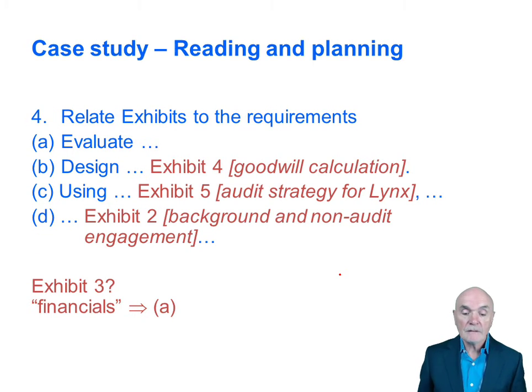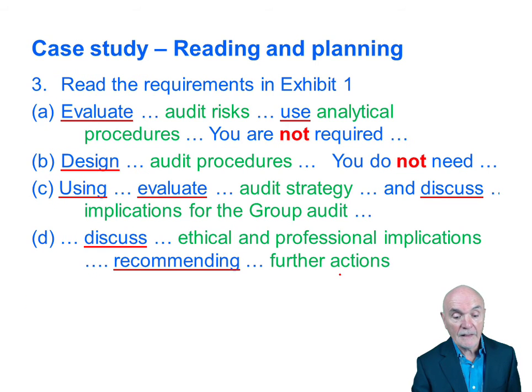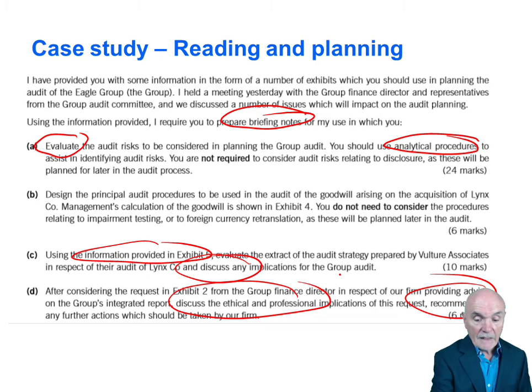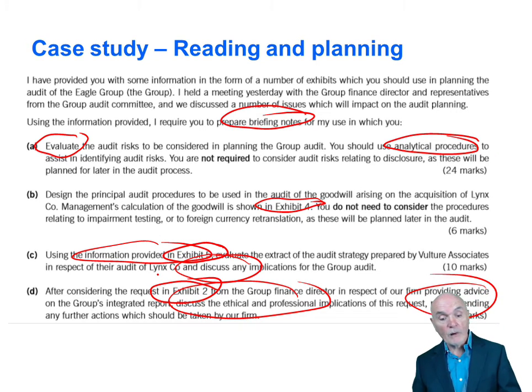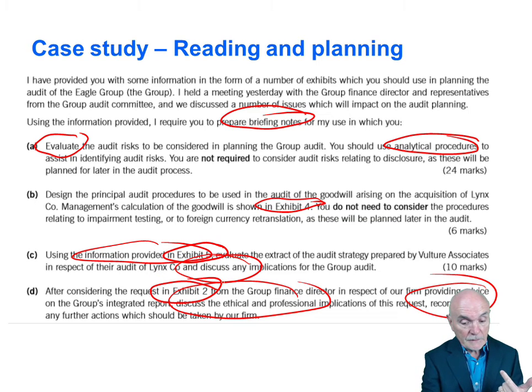What we have to do is to relate the exhibits to the requirements. Often the requirements will specifically state which exhibit you are to use. So if we look back here, it says in this one, shown in Exhibit 4. This one here, shown in Exhibit 5. This one here, shown in Exhibit 2. Exhibit 1 itself, this is basically Exhibit 1 we're looking at here. So we've dealt with Exhibit 1, we've dealt with Exhibit 2, and 4, and 5.